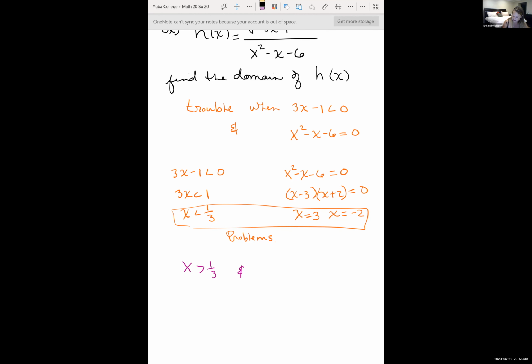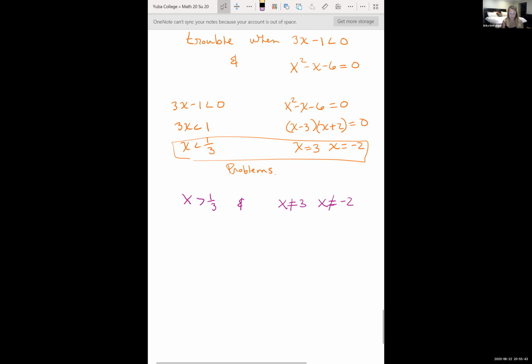And I know that x can't be 3 and x can't be -2. So all three of these things have to hold. And so if we look at this, and sometimes graphing the solution is helpful, if I look at where 1/3 is, it's an important piece, -2, you don't have to really be accurate, and +3.